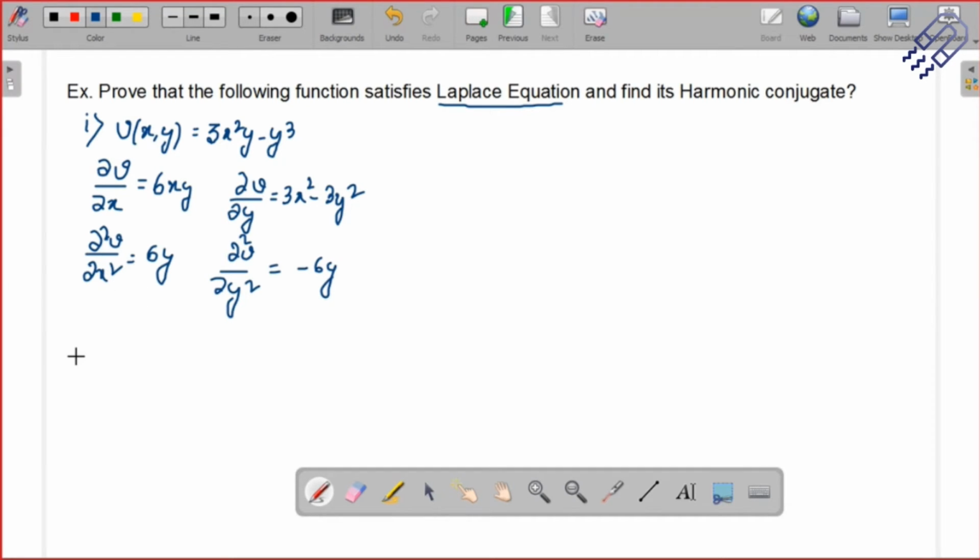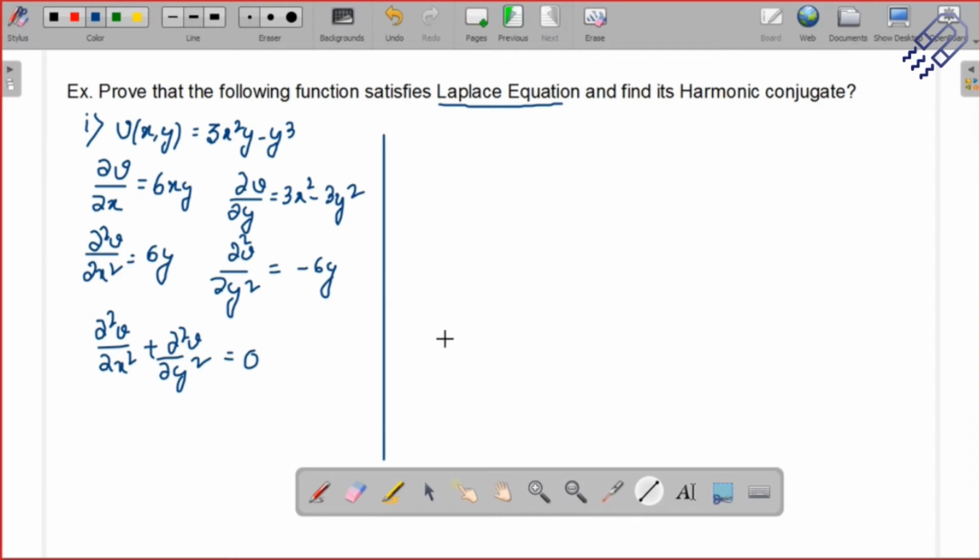So you got this, and then just add them up. If it is valid for u, the Laplace equation is also valid for v. So del squared v del x squared plus del squared v del y squared, 6y minus 6y, so it is 0. That means it satisfies the Laplace equation. We can say that this is harmonic in nature, so it's basically harmonic.